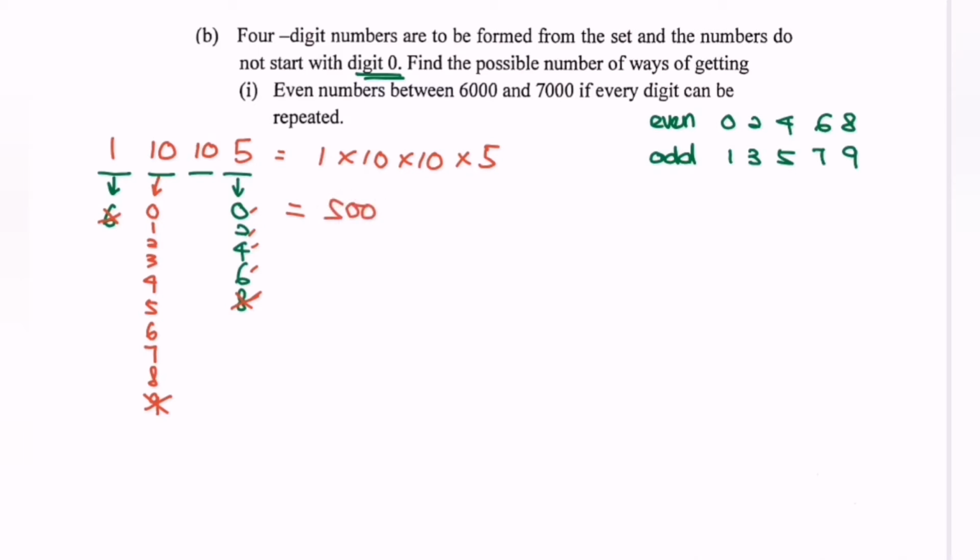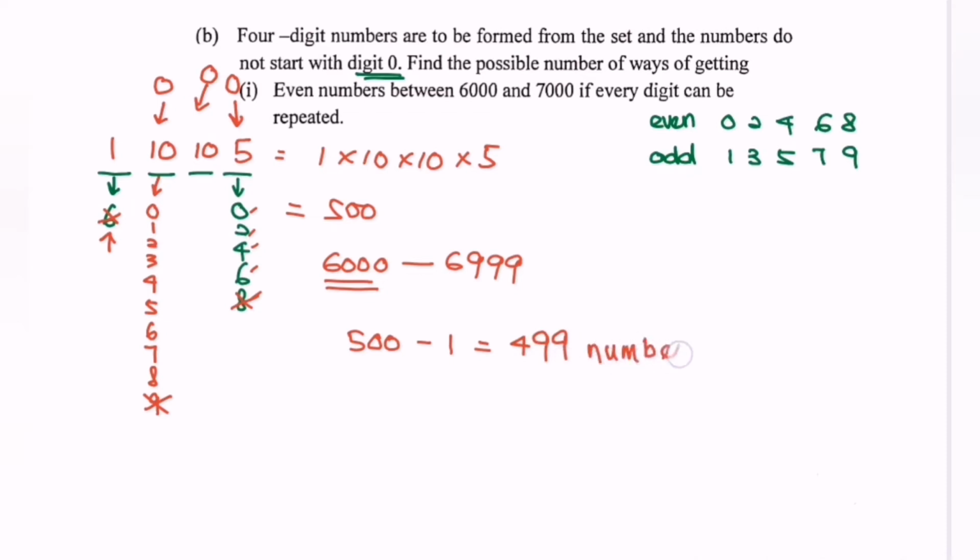So that means start from 6,000 until 6,999. Why is 6,000 involved in this case? Try to imagine, if we select the 6, here we have the possibility to get 0 because we can repeat the digit. Same goes to this part and this part. That's why we have 6,000 involved. So what we have to do is to exclude the 6,000. From here we have 500 numbers minus 1 number, which is 6,000. Then we will have 499 numbers, which are the even numbers between 6,000 and 7,000, where every digit can be repeated.